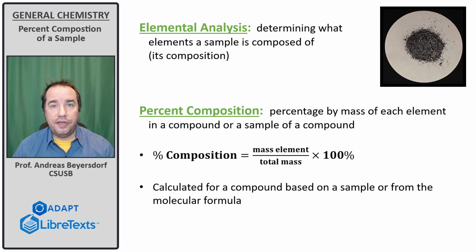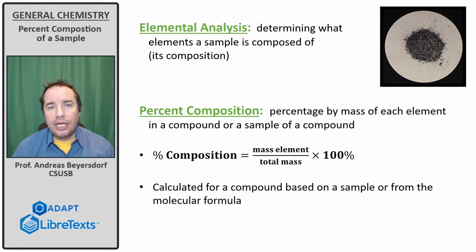Many movies and TV shows have a scene where a mysterious substance is found at a crime scene. So they take it back to the lab to figure out what it is. That's an example of elemental analysis. Elemental analysis is finding what elements that sample is composed of.